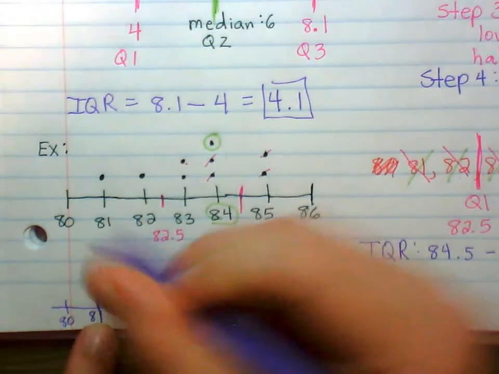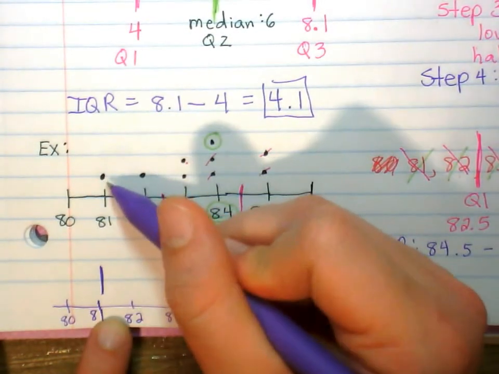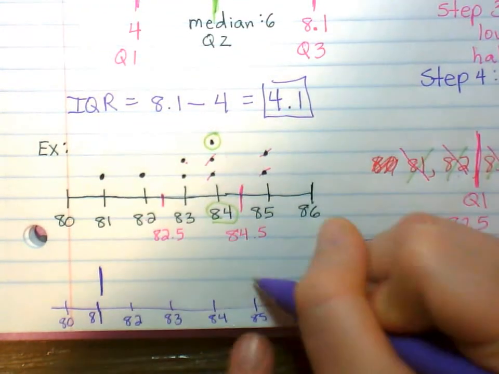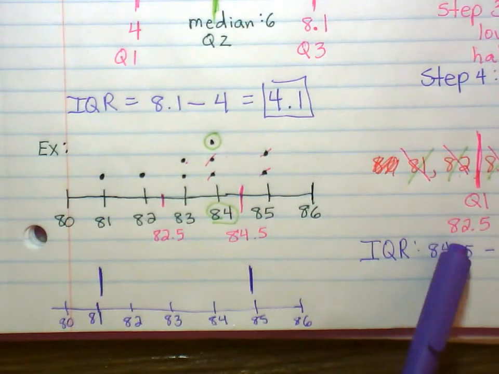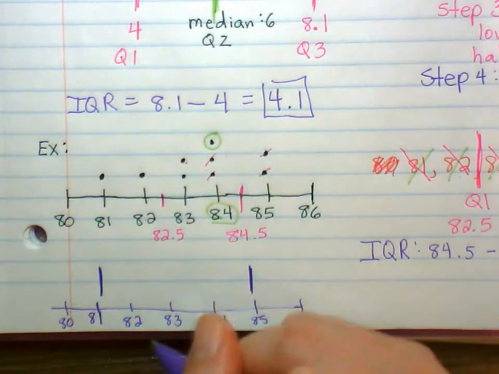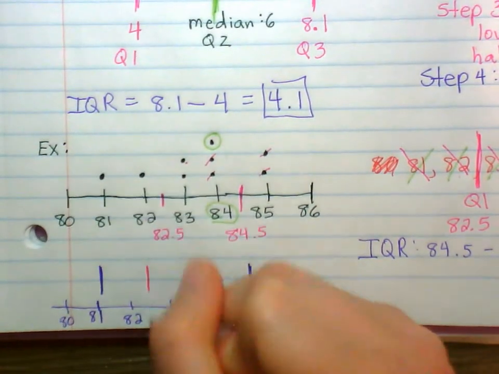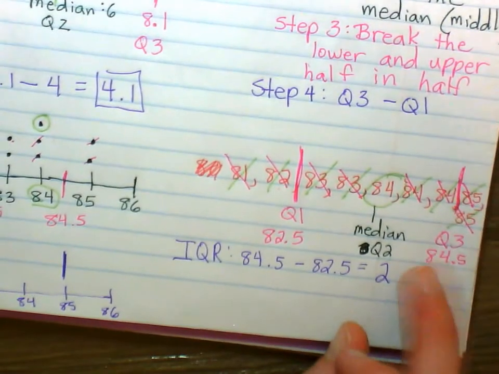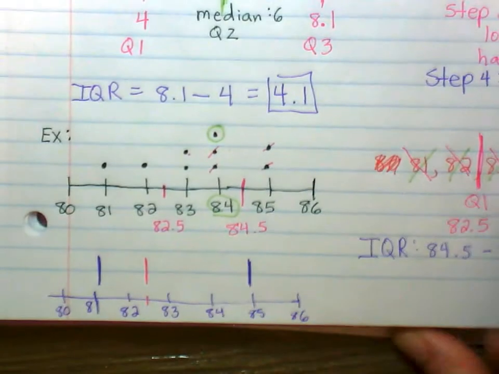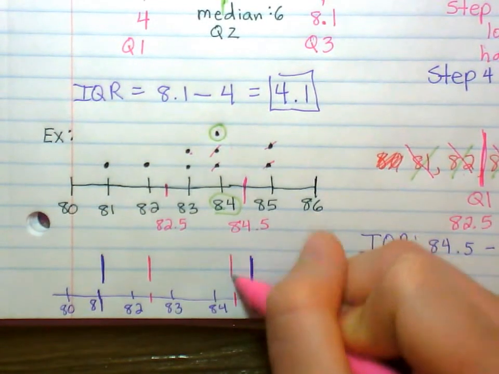So we put a line where the smallest number is, and then you put a line at the biggest. So our biggest number was at 85, so we're going to put a line there. Okay, then we calculated quartile 1 at 82.5. That's directly between 82 and 83. So I'm going to put another line there, right between 82 and 83. Quartile 3 was at 84.5, directly between 84 and 85. So I'm going to put our line there.